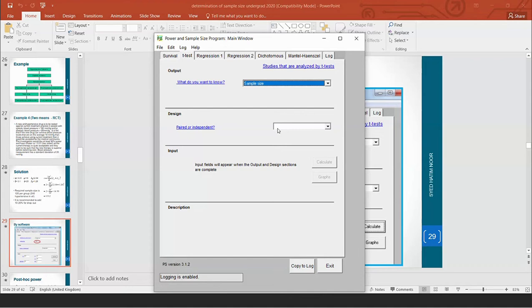Paired or independent? Independent is related. Dependent is related. Related meaning, for example, I want to measure my blood pressure before and after I'm taking the new antihypertensive.